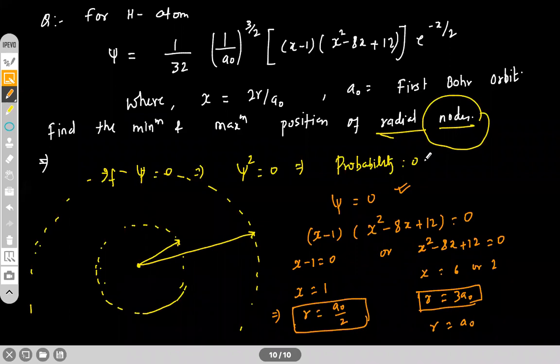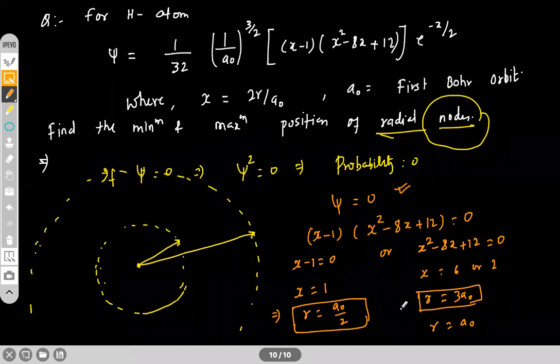Right. Now suppose this was the question, and we have solved this. Suppose this psi relation is simply given in the question, and they ask you the number of nodes possible for this relation. Then how do we do this? You don't have to solve this and find the value of x. You just see this, it is a cubic equation. It means it gives three different roots. Hence we have three nodal surfaces here.